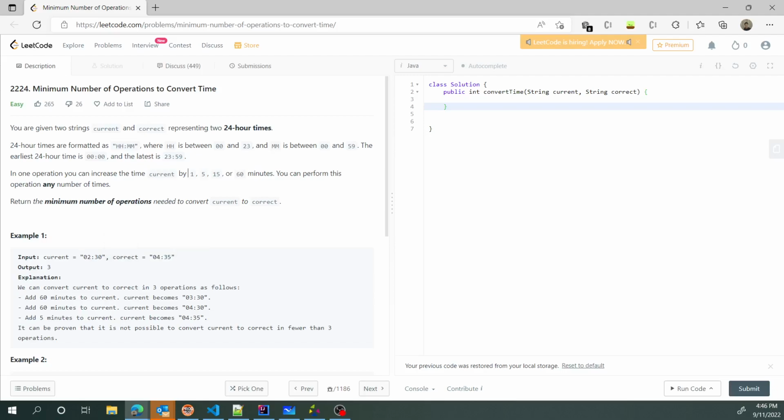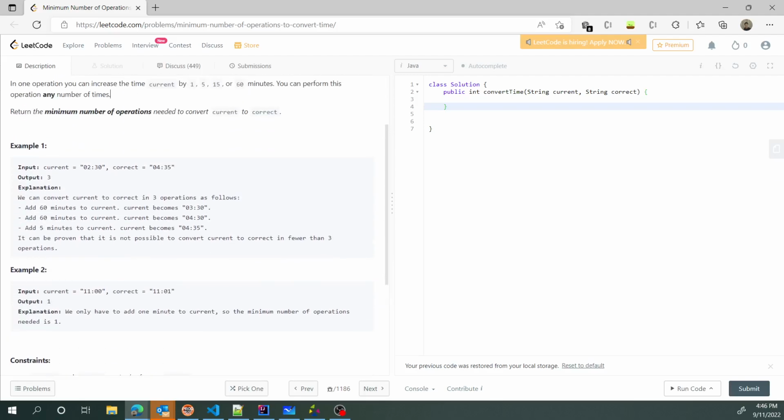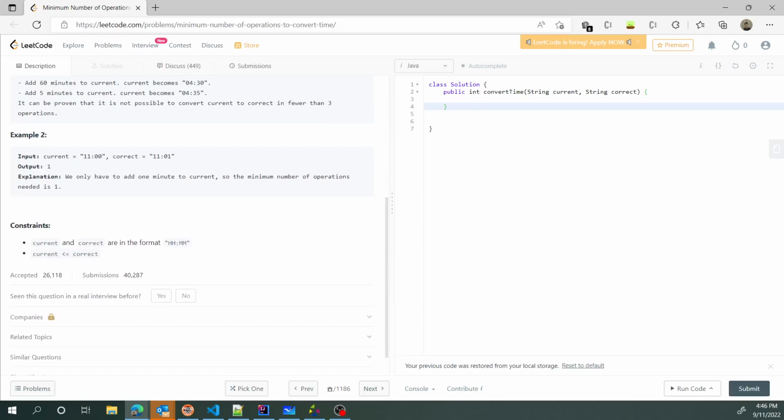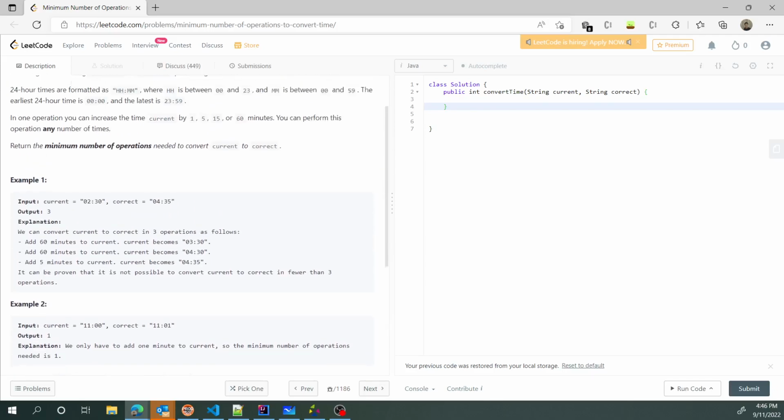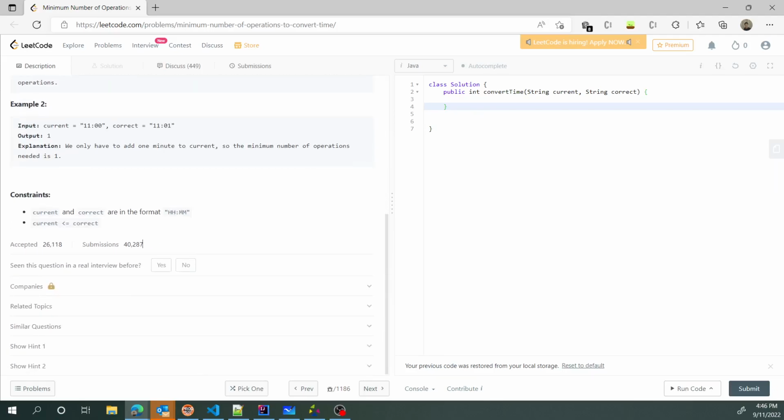You can perform the operations by increasing the time by 60 minutes, 15 minutes, 5 minutes, or 1 minute. Obviously, you want to perform the largest operation first to reduce the number of operations, because we have to compute the minimum number of operations here. The constraint given is that the time is in HH:MM format, and the current time is always less than the correct time.